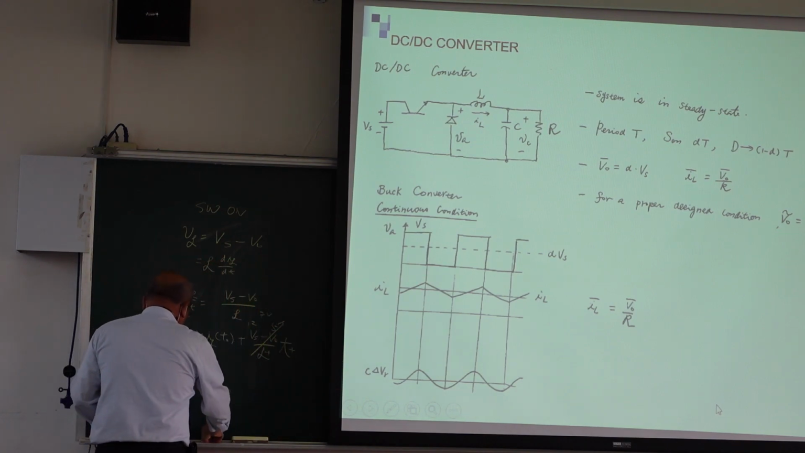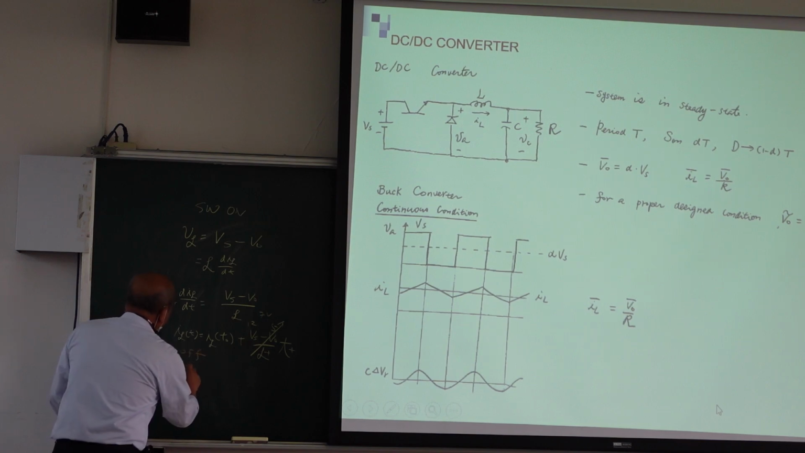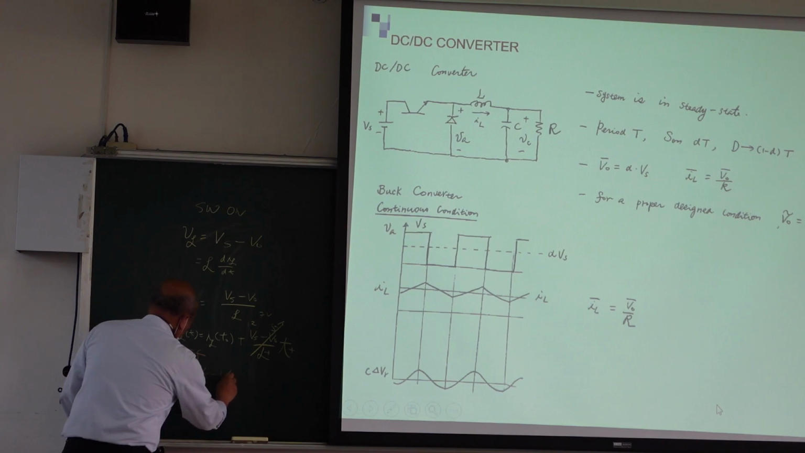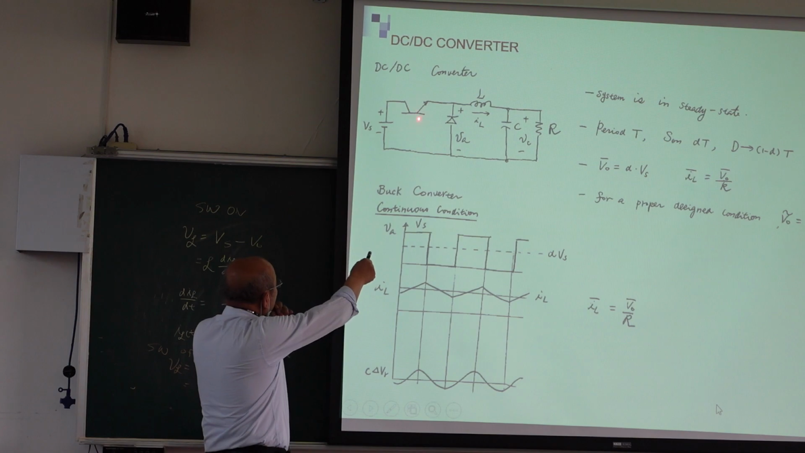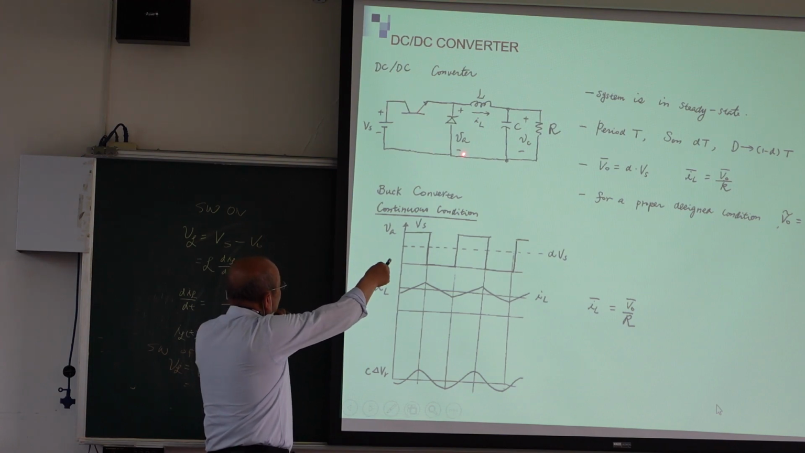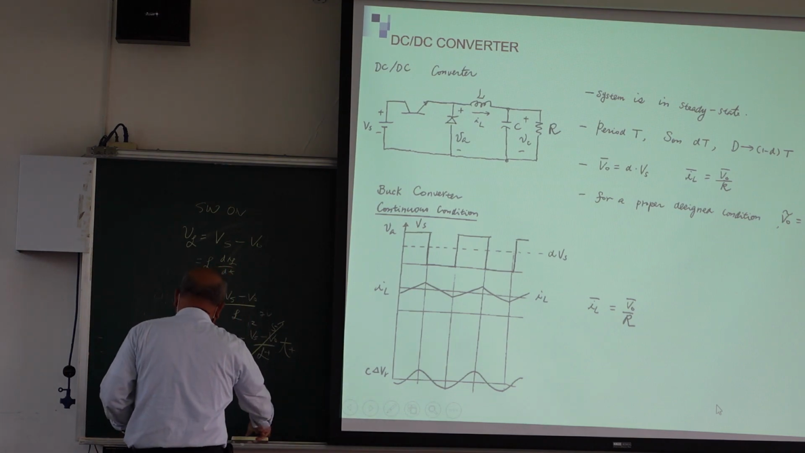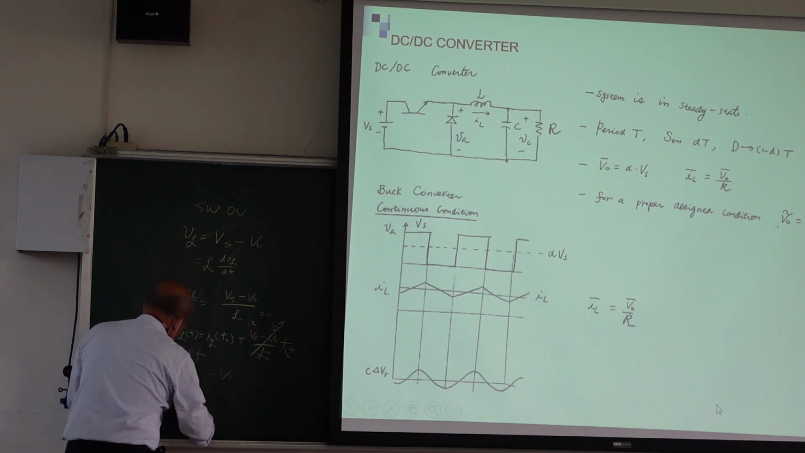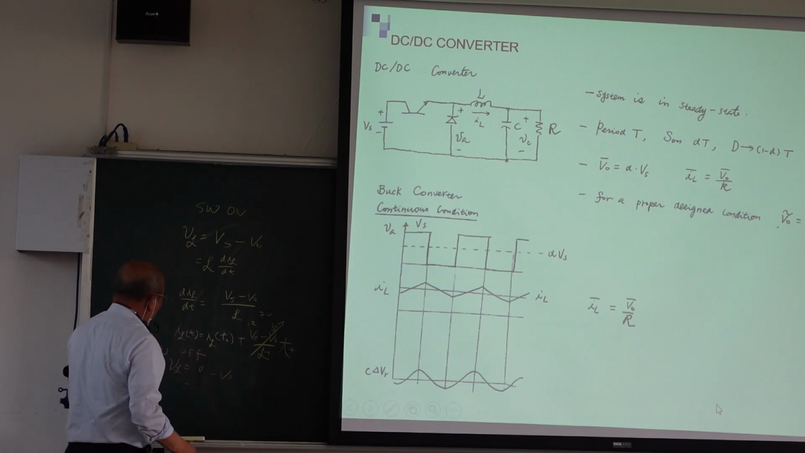On the other hand, when the switch is off, then VL is equal to VS minus VO. But how about VS at that moment? Switch is off, diode is on. So what is VS? So this is open. Then this one becomes what? 0, right? So VS becomes 0. And the VO is 5 volt.